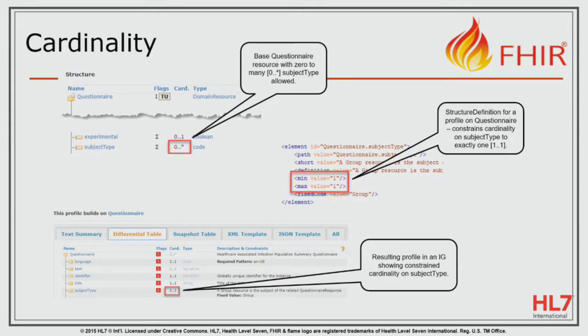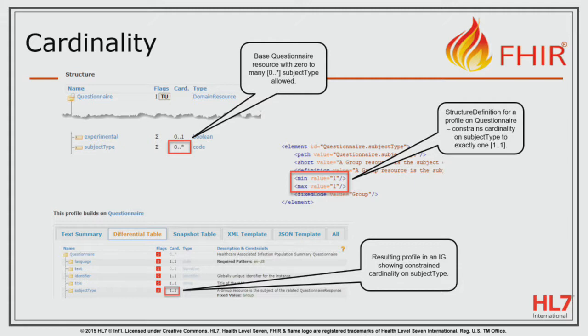So this is the base questionnaire resource, and it is 0 to many. The base questionnaire resource has a subject type of 0 to many. And then in your structure definition, the element is questionnaire.subjectType, the path is questionnaire.subjectType. There's some definitional stuff in there. And then you've got a minimum value and a maximum value. So we're changing that from 0 to many to 1 to 1. So you have to have exactly 1.